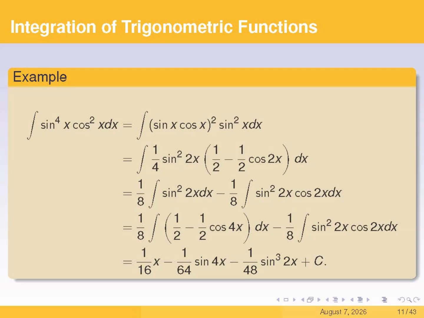Since this integral matches the form previously discussed when n equals 1, we set u equals sine 2x, which gives du equals 2 cosine 2x dx. This allows us to evaluate the second integral. After simplifying with algebraic operations, we arrive at the result on the last line.